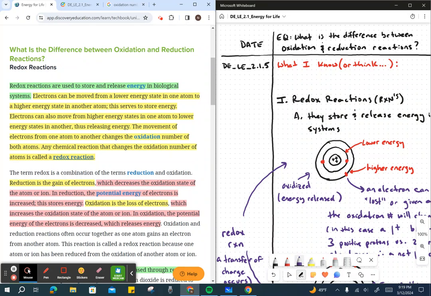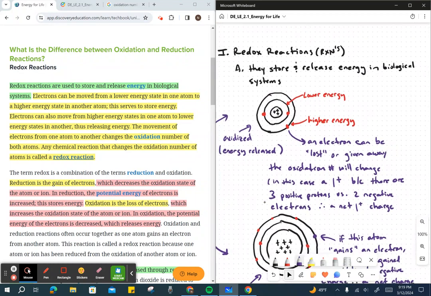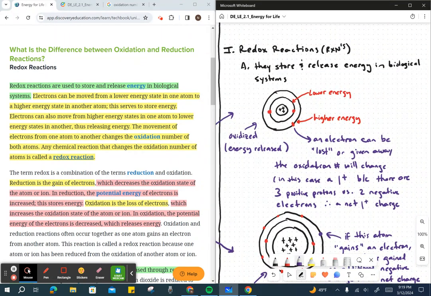So go ahead and take a moment, write down what you know, what you think. Okay, hopefully you took a moment to do that. We'll start with Roman numeral 1. Okay, redox reactions. Redox, as you know, is shorthand for reduction and oxidation, right? The portion here that's the RED, this is reduction. And the ox part is the oxidation.